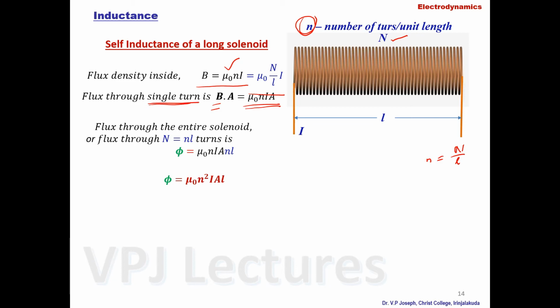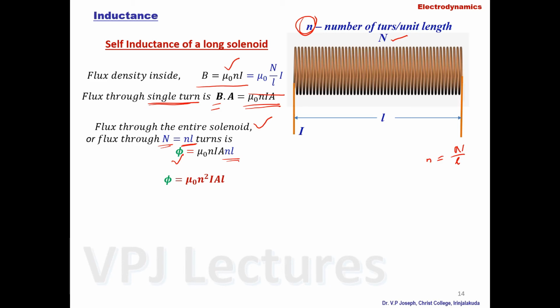So for the flux through the entire solenoid, simply multiply with capital N. Capital N is equal to nL. So simply take this equation and multiply. So the total flux phi is equal to mu 0 n i A into nL. Mu 0 n i A into nL.